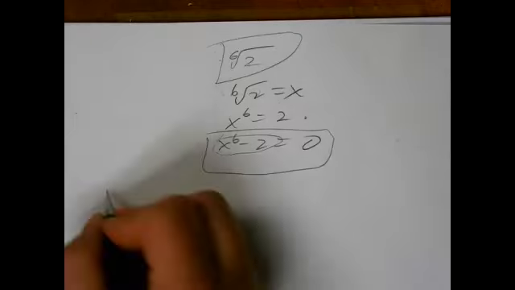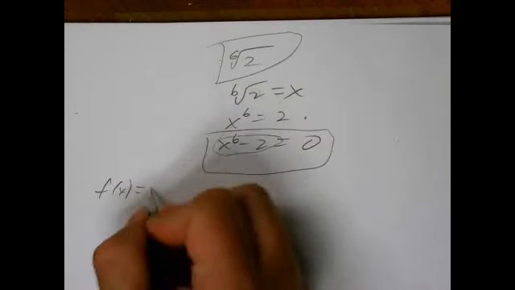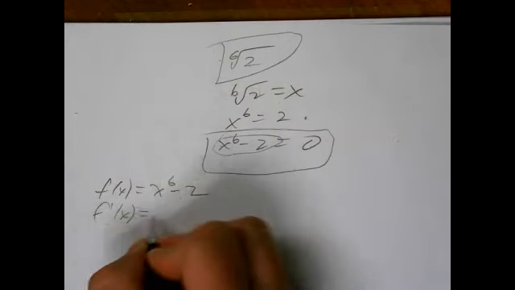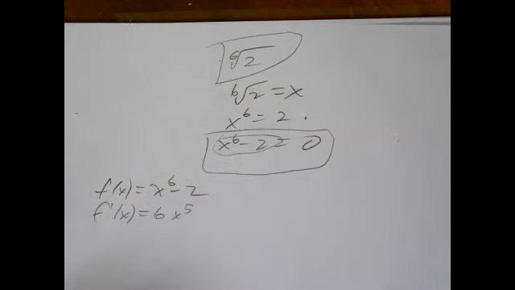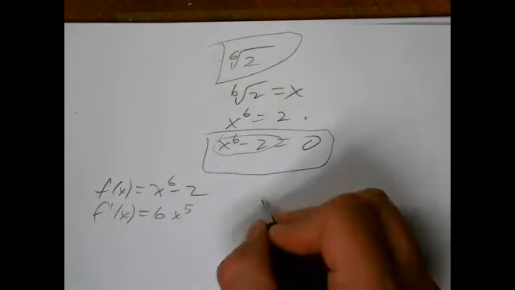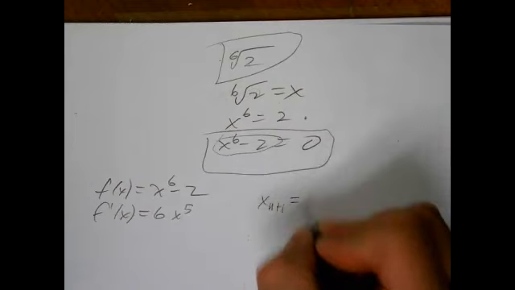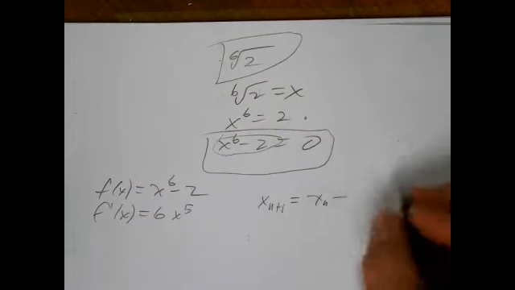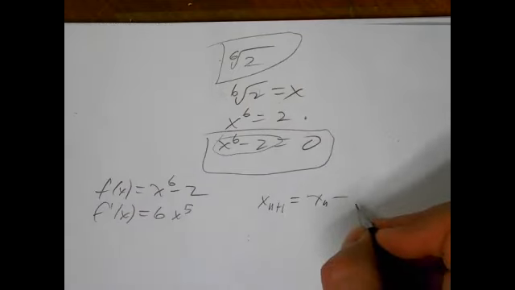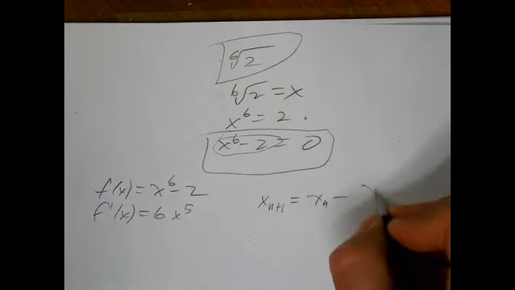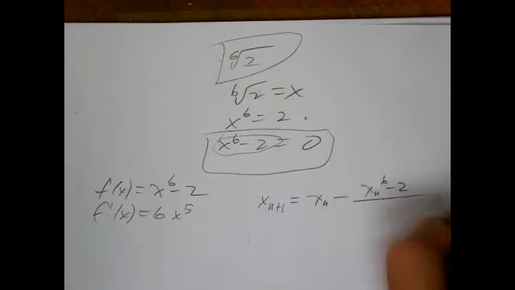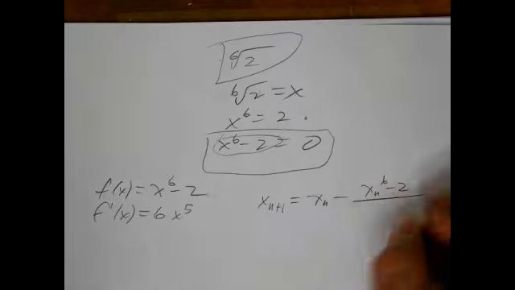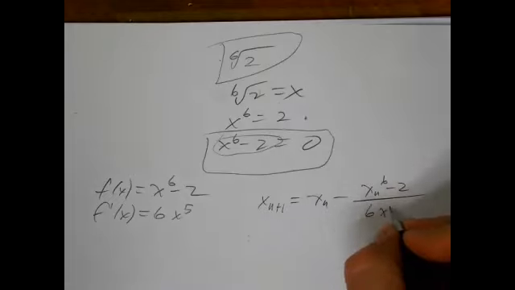So for this one, my f of x is going to be x to the 6 minus 2. My f prime of x is going to be 6x to the 5th. Therefore, my algorithm says that the next guess is equal to the first guess minus f of x sub n, which would be x sub n to the 6 minus 2, over f prime of x sub n, which would be 6 times x sub n to the 5th.